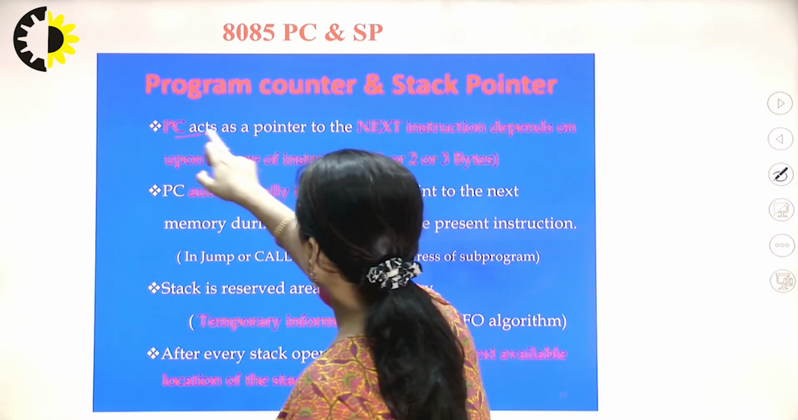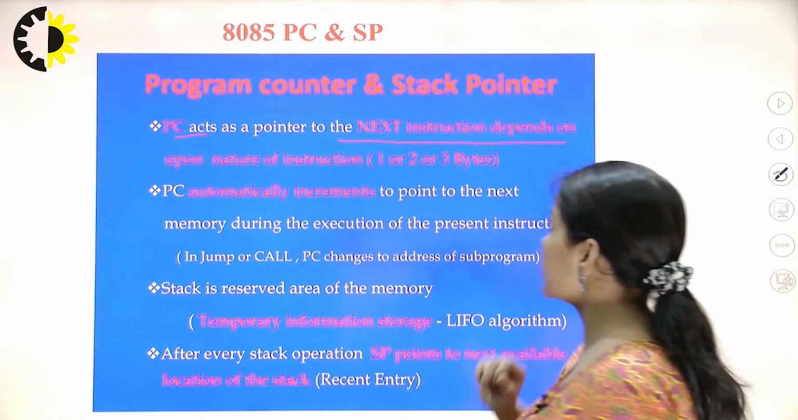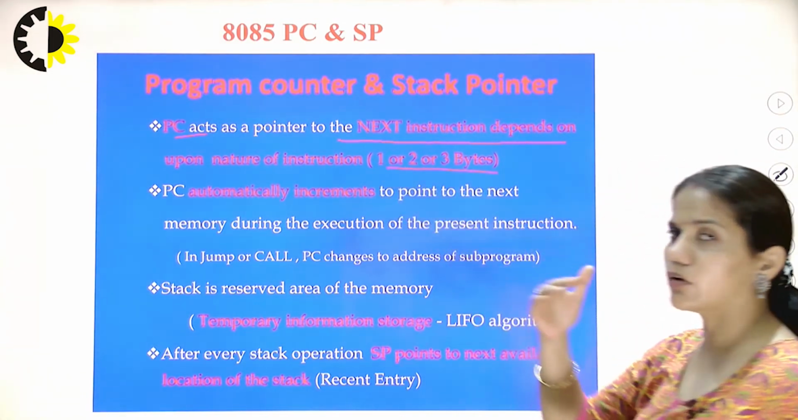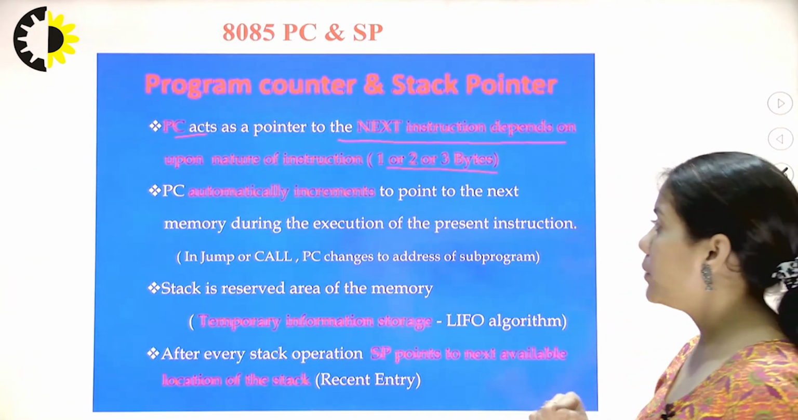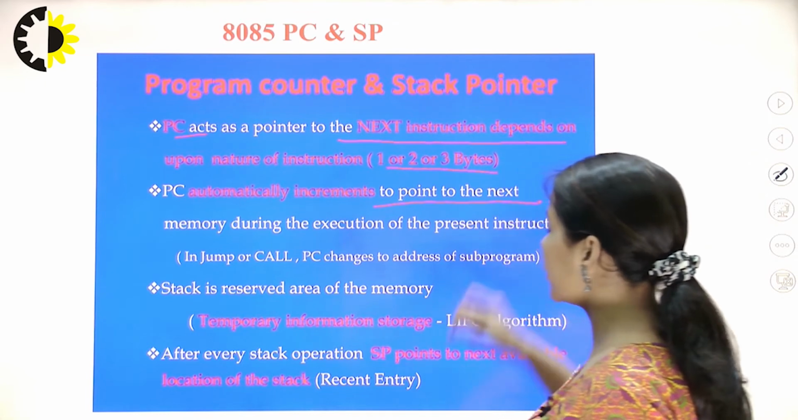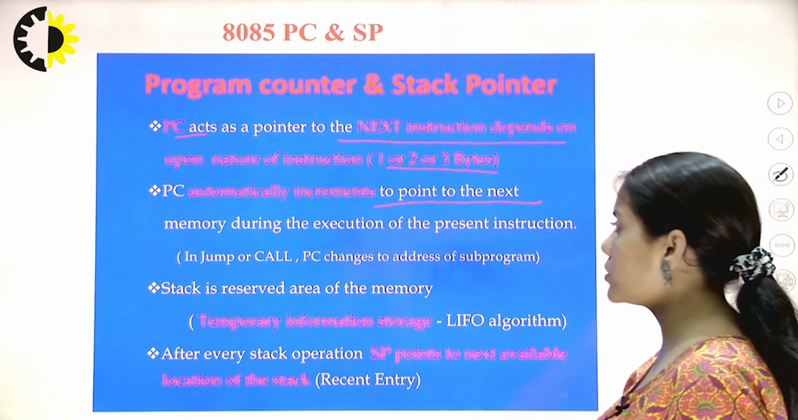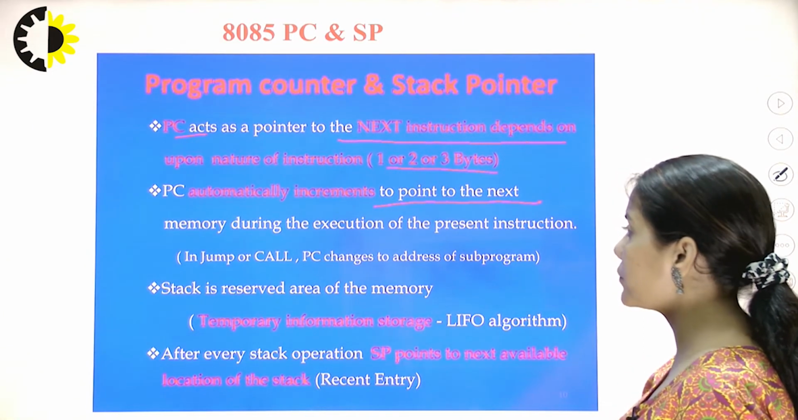Now the program counter acts as the pointer to the next instruction, depending upon the nature of the instruction, that is whether it is of 3 or 1 or 2 bytes. PC automatically increments to point to the next memory location during the execution of the present instruction. In call or jump, the PC changes to the address of the subprogram.